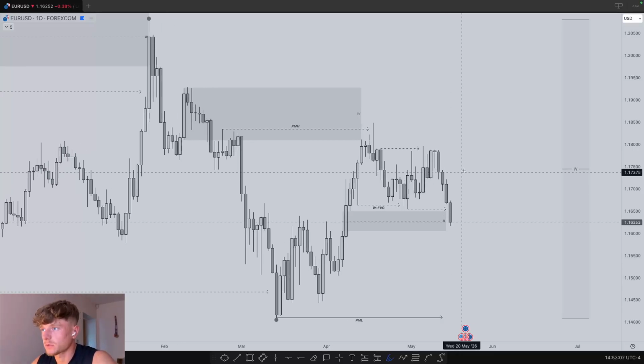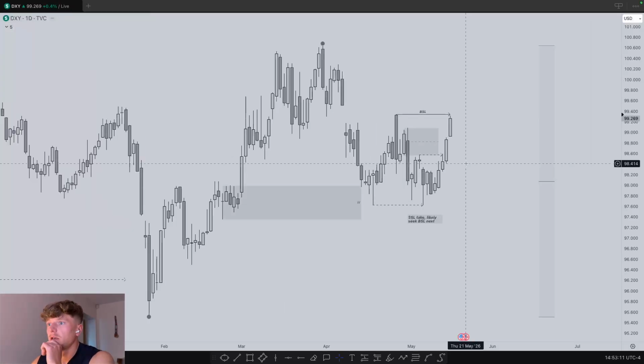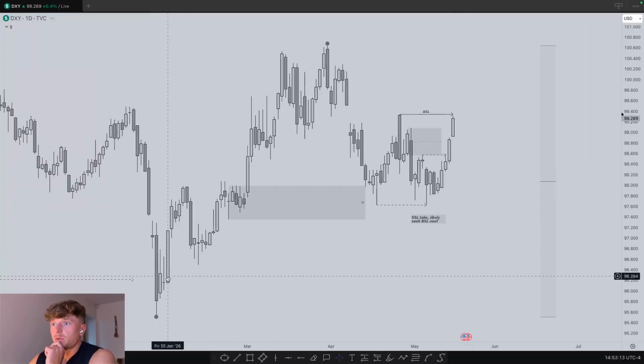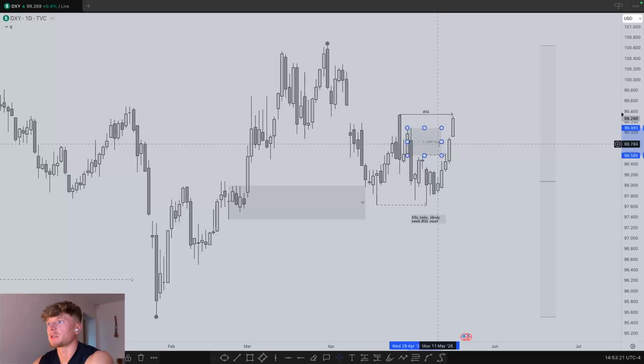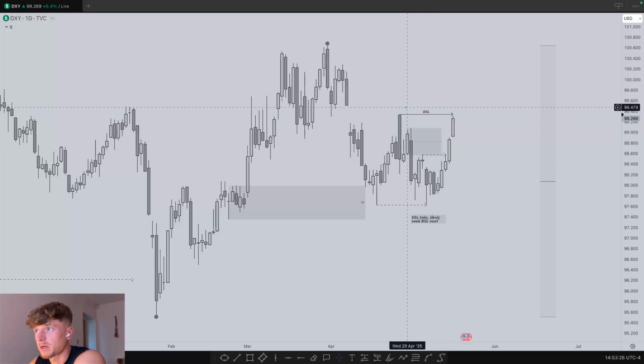I'll just quickly jump to the dollar index. So on the dollar index, we've come down into a discount weekly order block. We've taken sell side here. We've now got buy side. This highlights a large imbalance on the H4. And then we've also got this buy side here with still some imbalance in the market above.